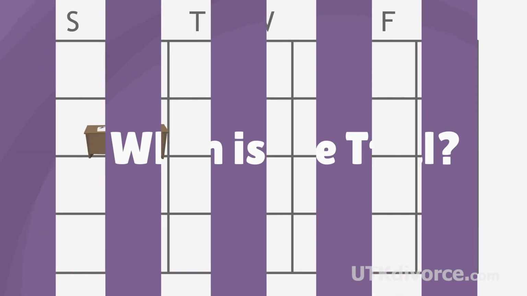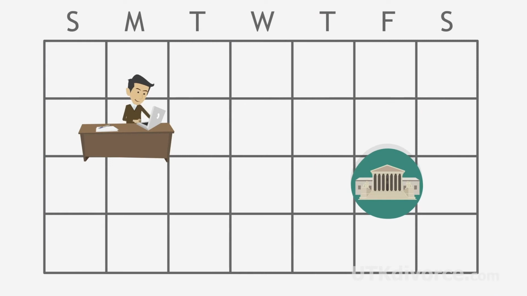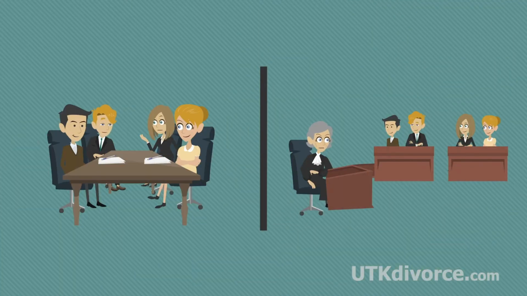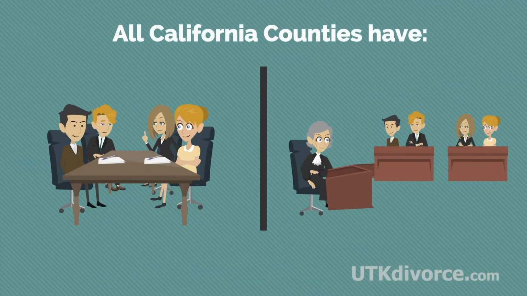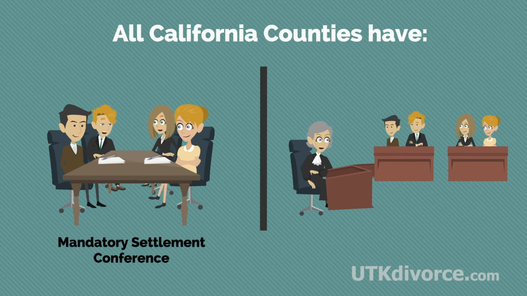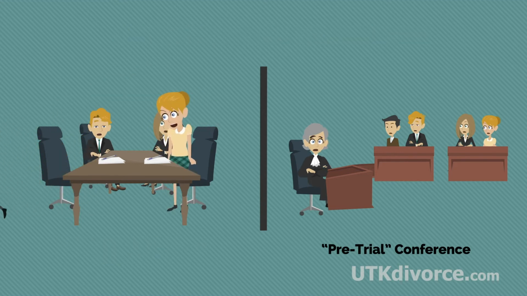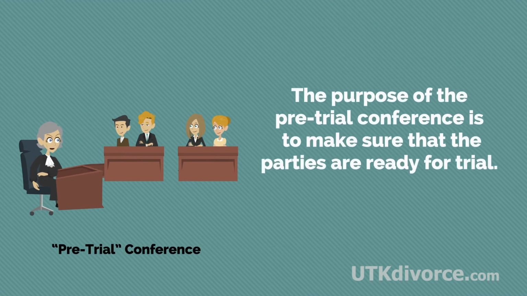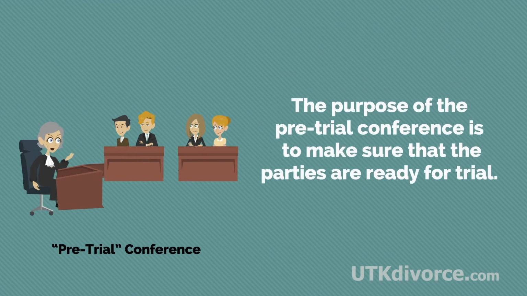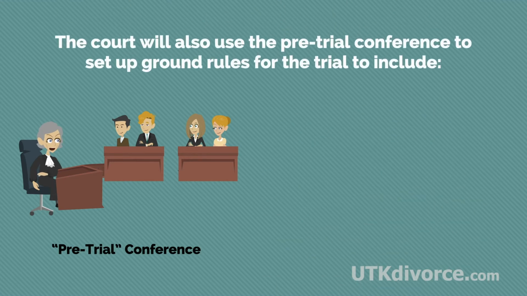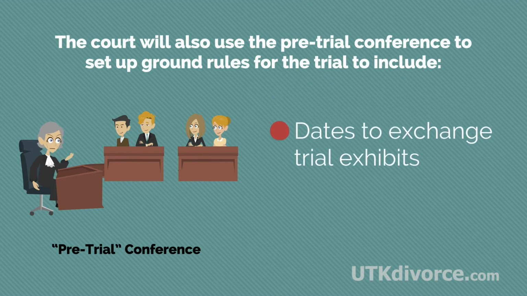8. When is the trial? The trial brief has to be generated before a trial. But when can you expect the trial? You will have plenty of notice of when the trial is coming. All California counties have either a mandatory settlement conference or a pre-trial conference before the trial, or both. Only if the case does not settle will the court then schedule a pre-trial conference. The purpose of the pre-trial conference is to make sure that the parties are ready for the trial. The court will also use the pre-trial conference to set up ground rules for the trial to include dates to exchange the trial exhibits or other documents.